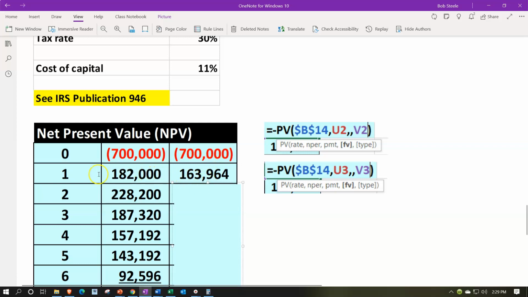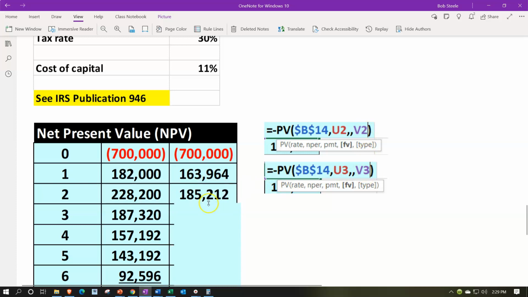And then we have the period 1, the 182,000. If we present value it back 11%, we get the 163,964. If we copied the formula down, it would look like this. Negative present value, the rate, absolute reference, same cell, comma, number of periods is now 1. Which is pulling from this cell, which you could see moved from U2 to U3 as we copied it down. And then comma, comma, future value is now the 182,000, which you could see also moved down from V2 to V3 to pick that up.